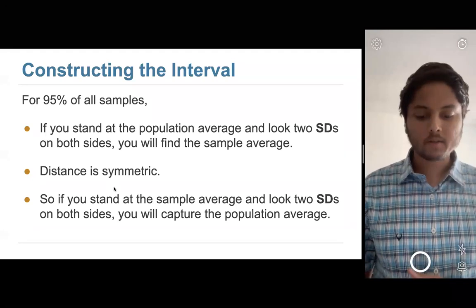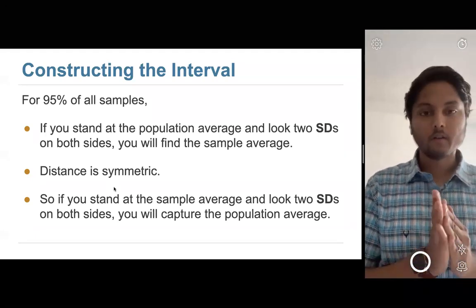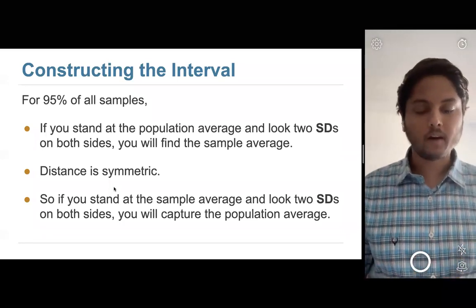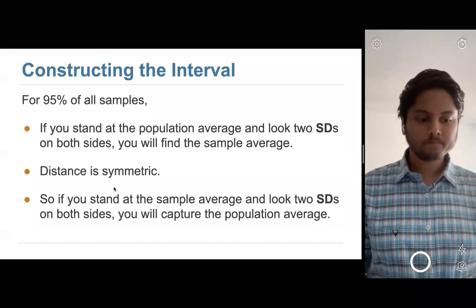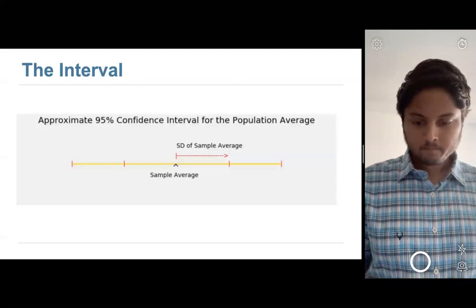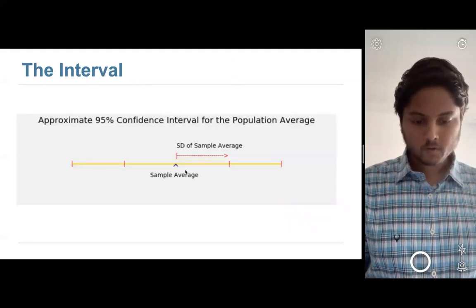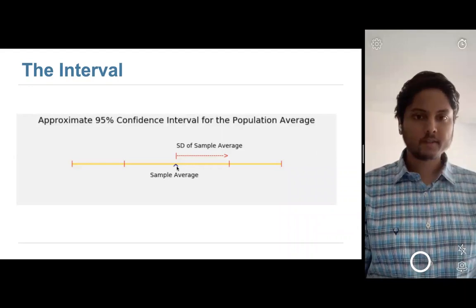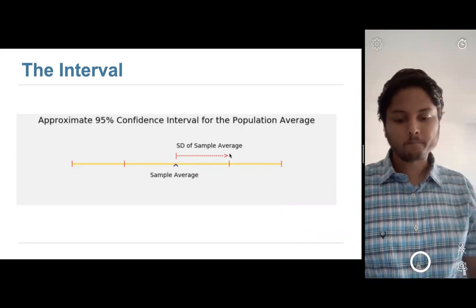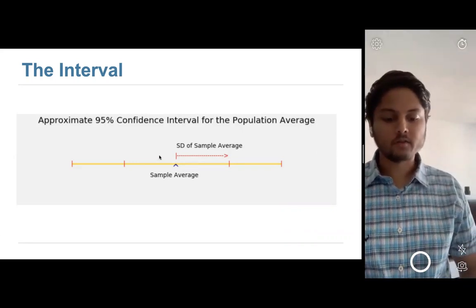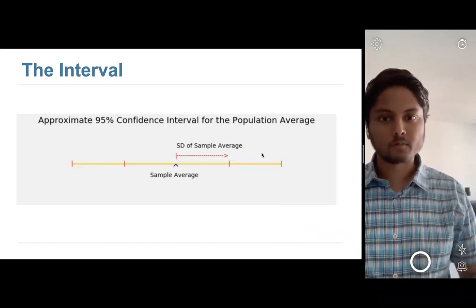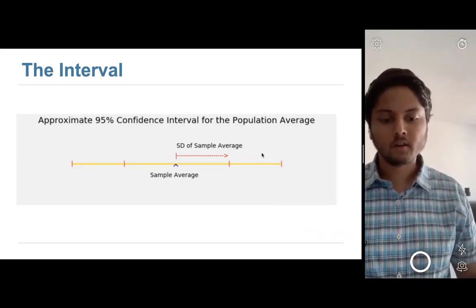So the distance is symmetric. What that means is, if you go over to the sample average and then look 2 SDs on both sides of that, that's going to capture the population average 95% of the times you do this process. So if I know my sample average, and I can figure out a way to get the SD of my sample average, I can go 2 standard deviations away on either side, and 95% of the times I do this process, the interval is going to contain the population average.